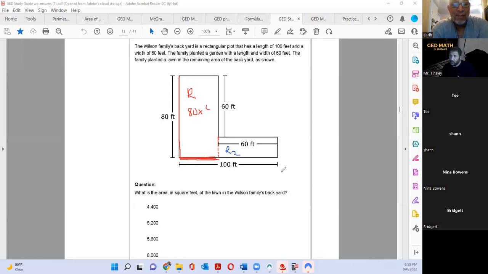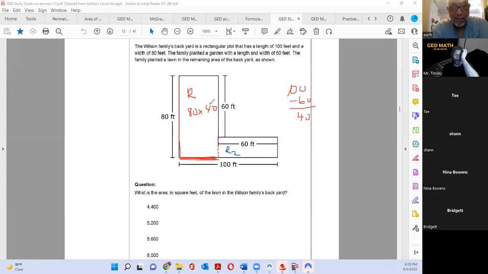How did you get 40? Because we know from here to here is 80, but we know from here to here is 60. You have 100 at the bottom. So you take 60 from 100, and you're left with 40. 100 minus 60 is 40. So we get 80 by 40.